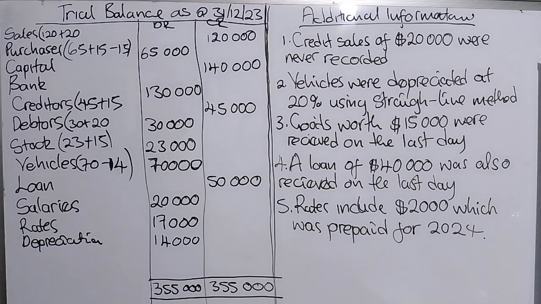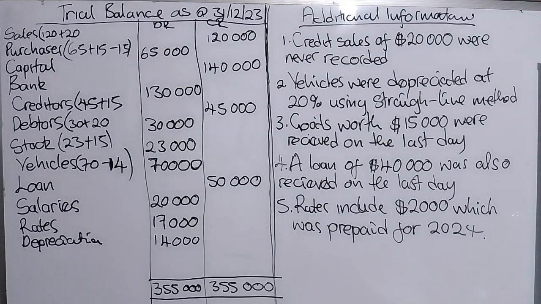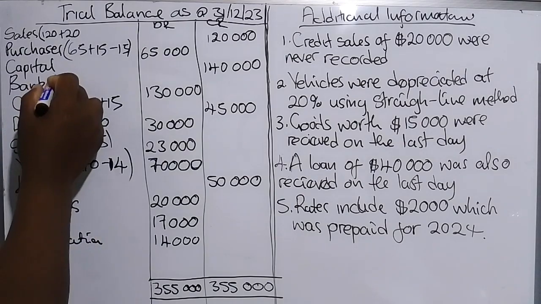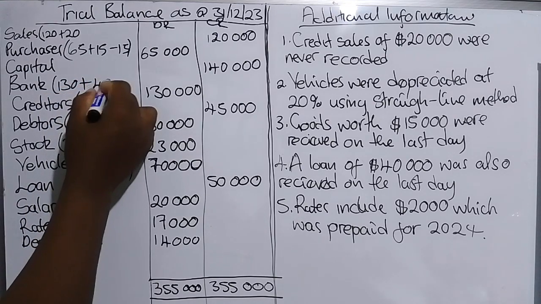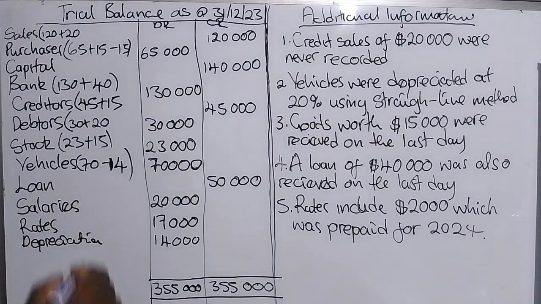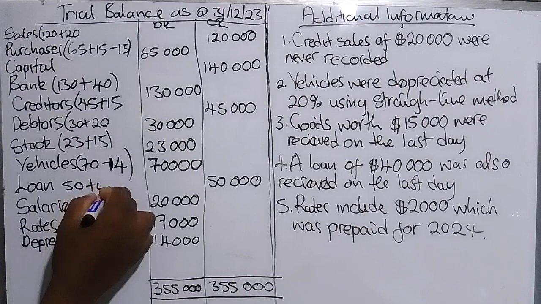Okay, now we can move to the next statement, which says a loan of 40,000 was also received on the last day. This is the last day and we just received a loan. It means our bank was increased by 40,000, but also our loans were also increased by 40,000. So our bank, which had 130,000, will be increased by 40,000. Also our loan, which was 50,000, will be increased by an additional 40,000.